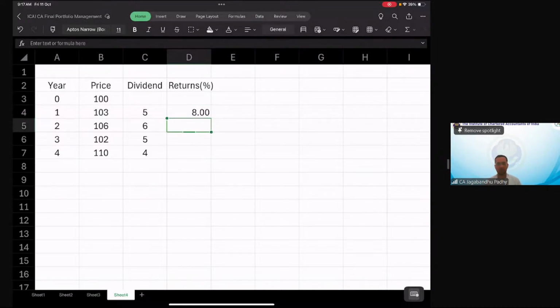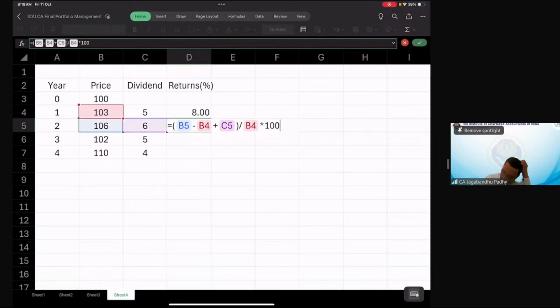Same way, what will be the rate of return in the second year? Can you calculate and tell me? Rate of return that we are earning in the second year. Can I say it will be 8.74? Because now the rate of return will be like 106 minus 103, because in the first year it was priced at 103. Now it is priced at 106. So the increase in price is 3 rupees only.